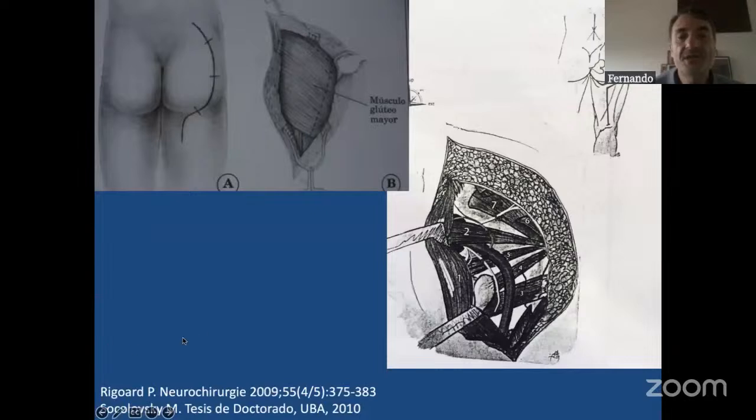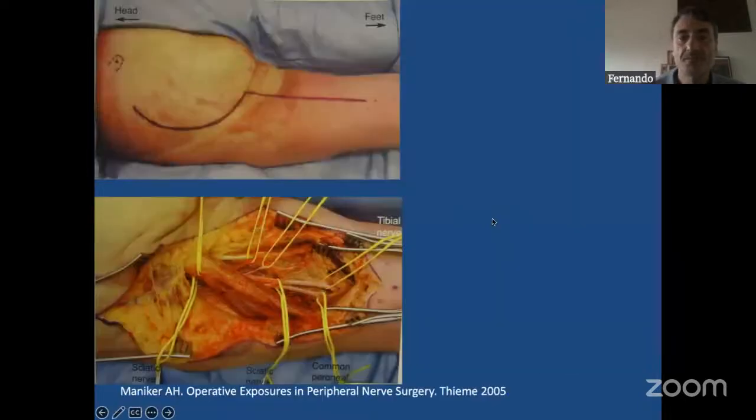This is a picture taken from the doctoral thesis of my dear friend Mariano Sokolowski, and we can see here the incision in the gluteal region. It's a huge incision. It's not cosmetic. The sectioning of the fibers of the gluteus maximus muscle, the retraction, and the exposure of the proximal part of the sciatic nerve. This is not a case of my experience.